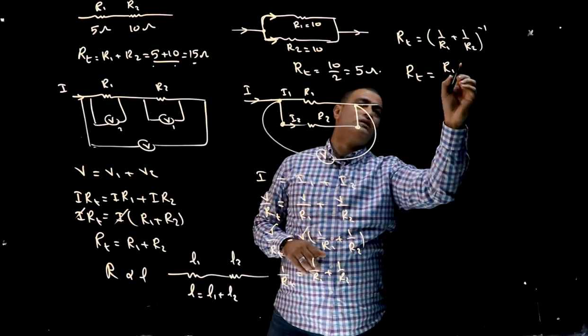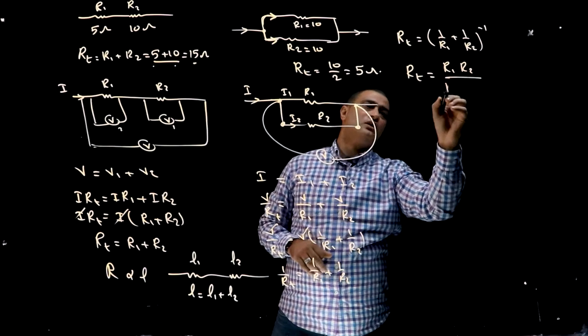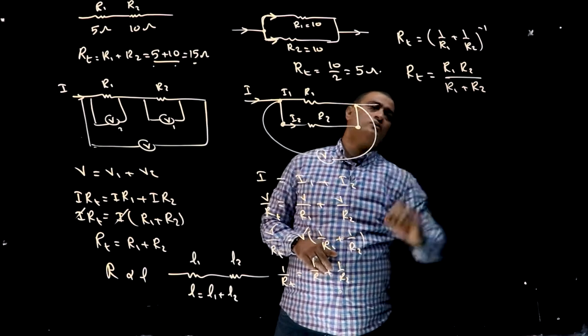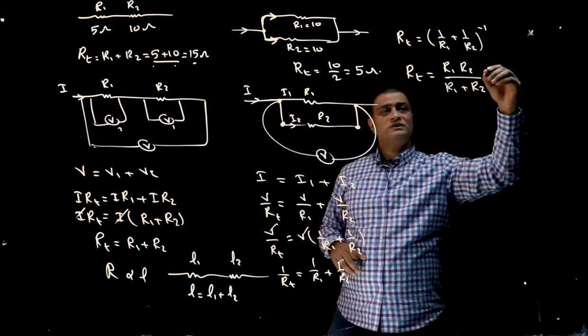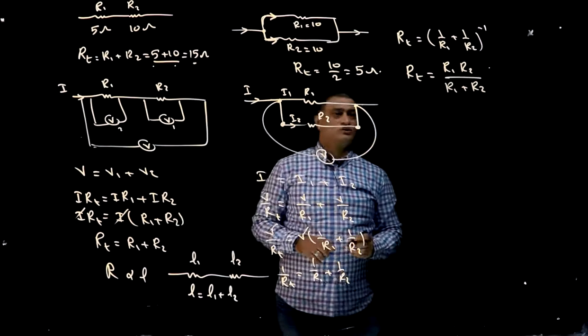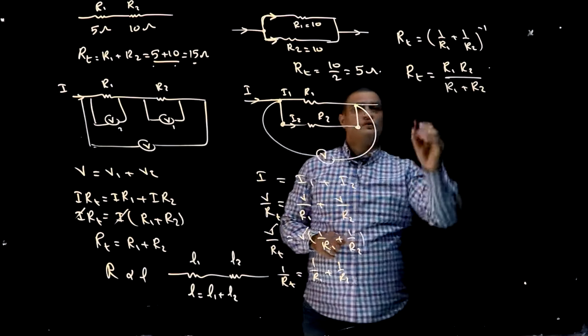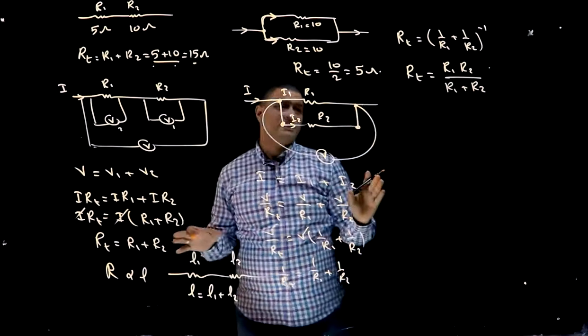R total equals R1 R2 divided by R1 plus R2. The multiplication of the two resistors divided by their summation. Okay, this is to find R total. We have a special case.